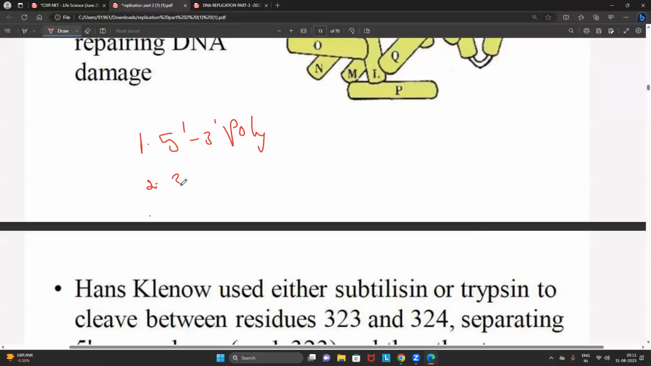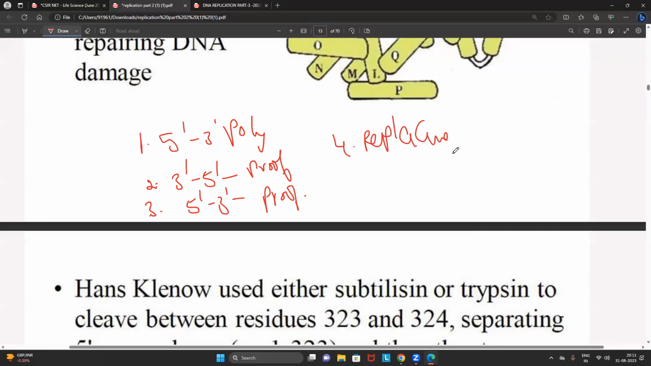It will do the proofreading in 3' to 5', and it will also do the extra proofreading in 5' to 3', and it is involved in replacing the nucleotides, or refilling the gap. That's a very important statement. And another very important statement is that this is the enzyme that plays a key role in DNA repair. Okay, you got that point.